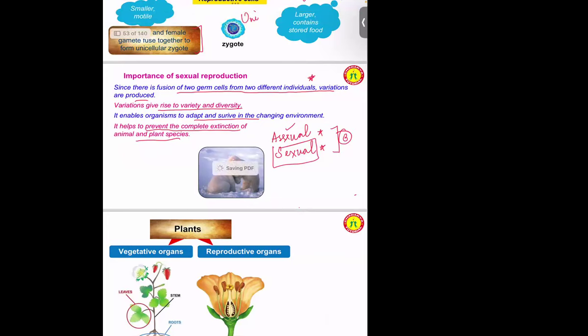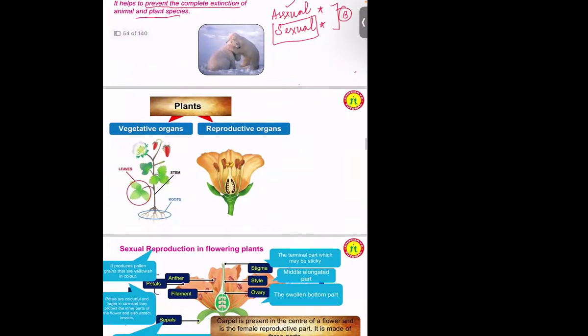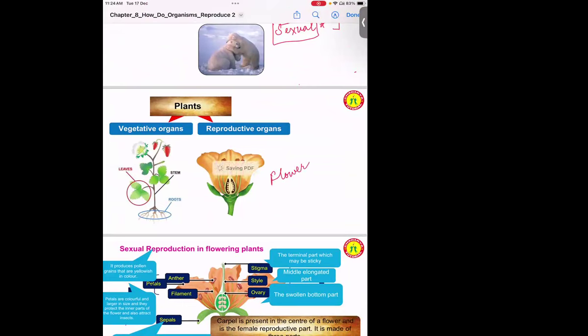Then coming to the next one, the plant. So in the plants, there will be the different vegetative organs, and then reproductive organs also will be there. Vegetative organs are like the leaves, stems, roots, and the reproductive organ, which helps in the reproduction process, is basically the flower.